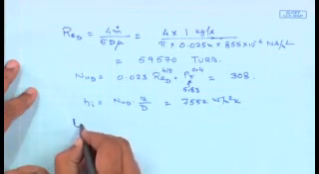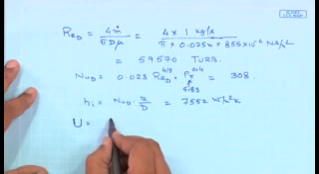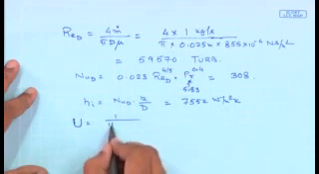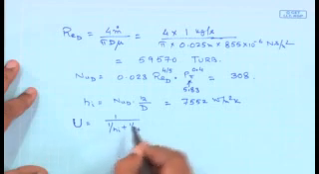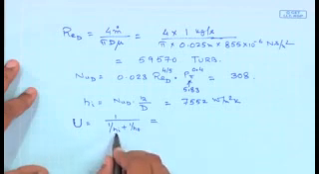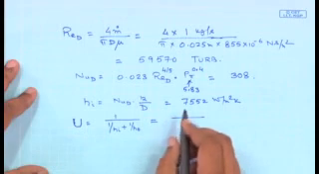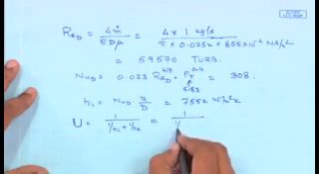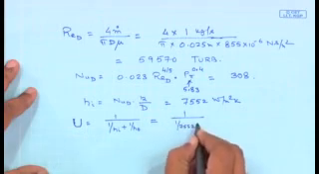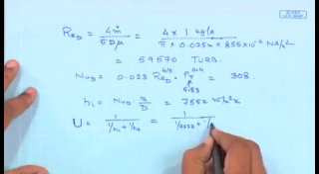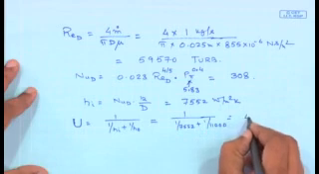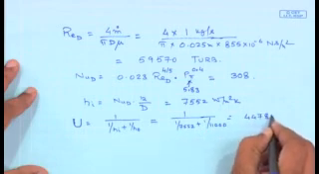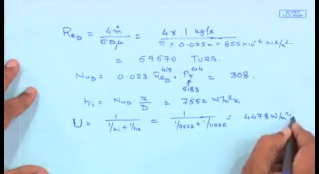Therefore, the overall heat transfer coefficient U, as per our previous formula of 1 by U equals 1 by Hi plus 1 by Ho, the sum of these two resistances, when you plug in the values of 1 by Hi as 1 by 7552 and 1 by Ho as 1 by 11,000, this would turn out to be 4478 watt per meter square Kelvin.